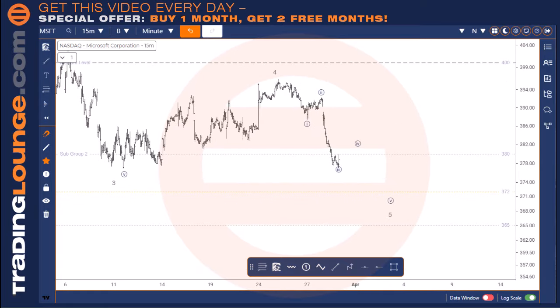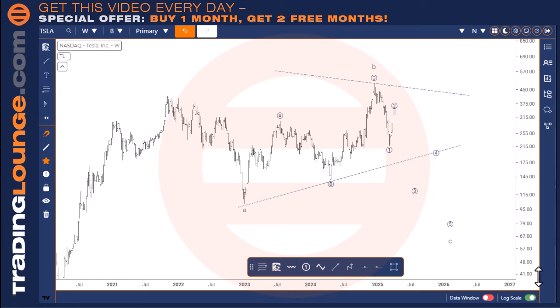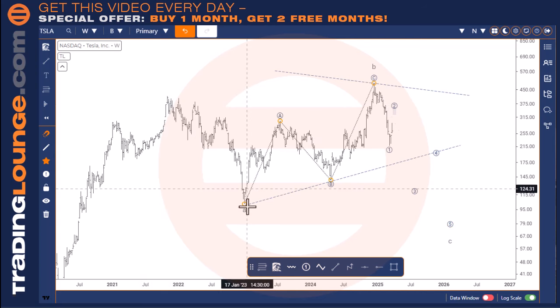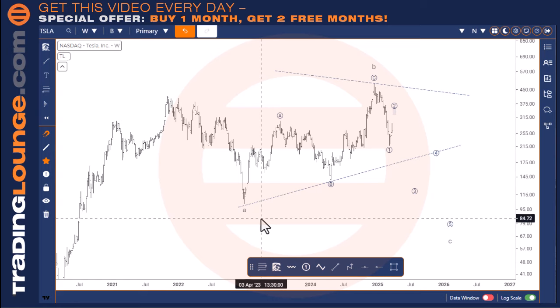Let's have a look at Tesla. Okay, so this is a weekly chart for Tesla, and obviously, as I mentioned a long time ago, this first leg down here is corrective. So whatever happens from that point onwards, it's always part of a correction.